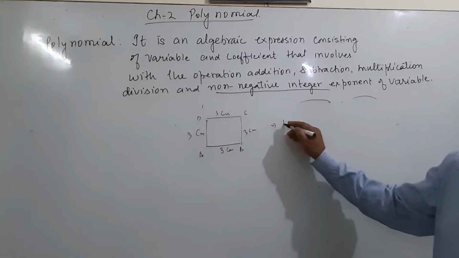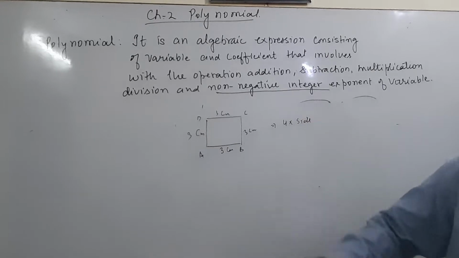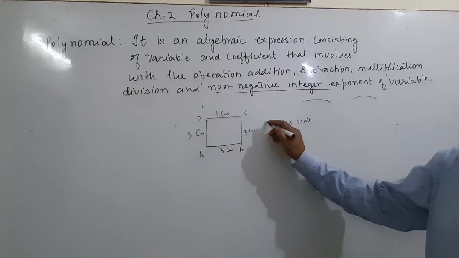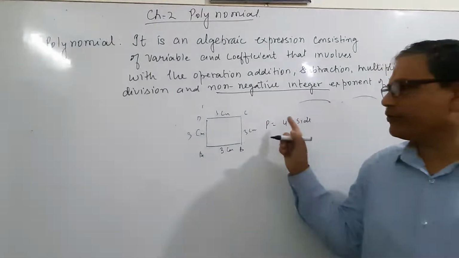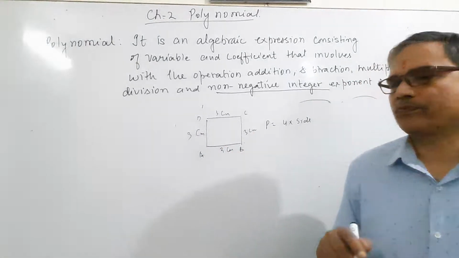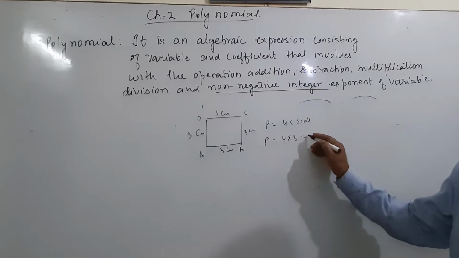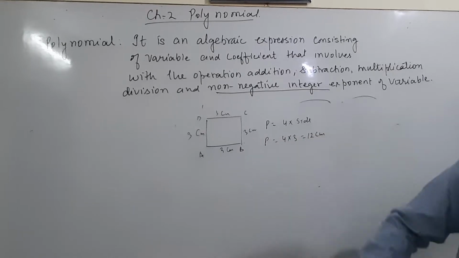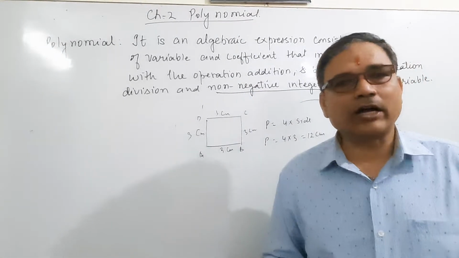Perimeter is 4 into side. Here you know the side of a square, which is equal to 3 centimeter, which is fixed. Then we can say perimeter is equal to 4 into 3, which is equal to 12 centimeter. And if the side is 4, then you can find out.